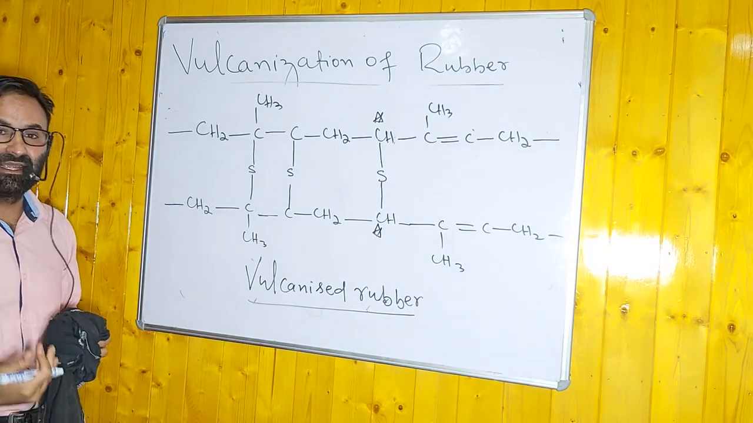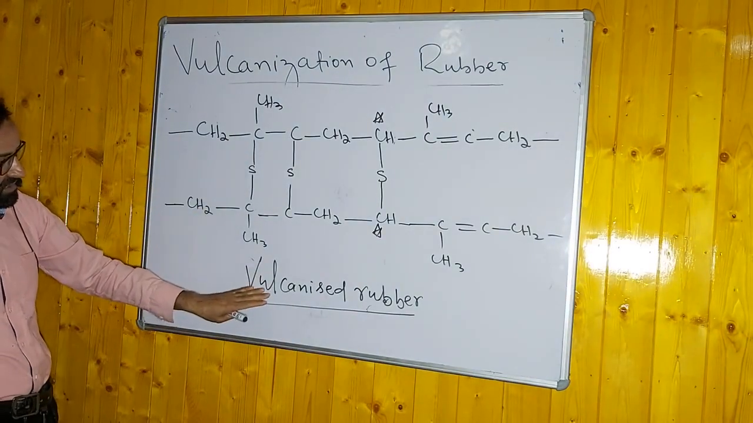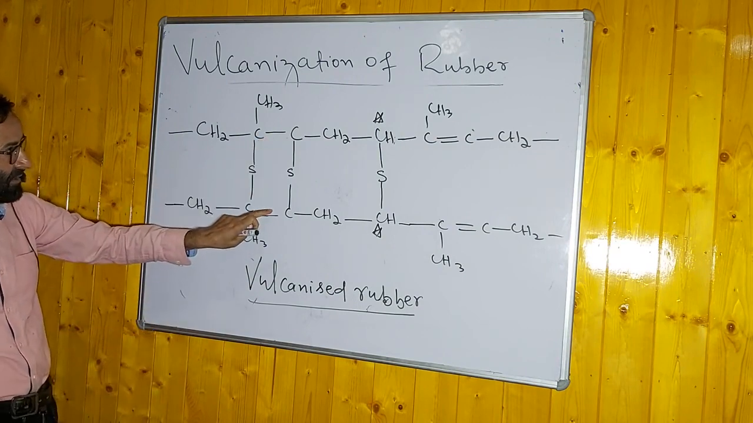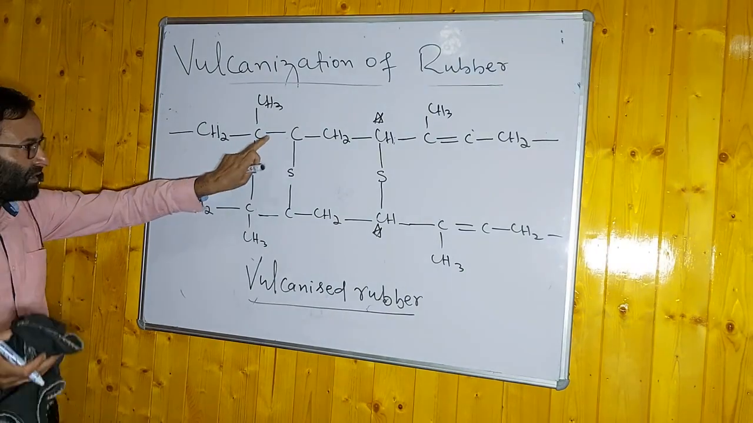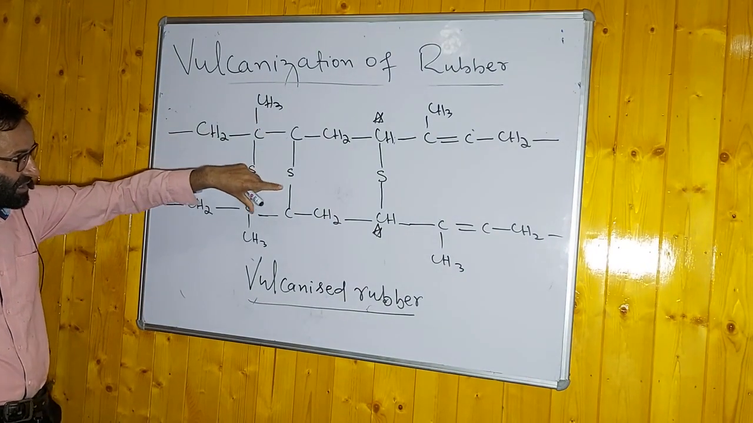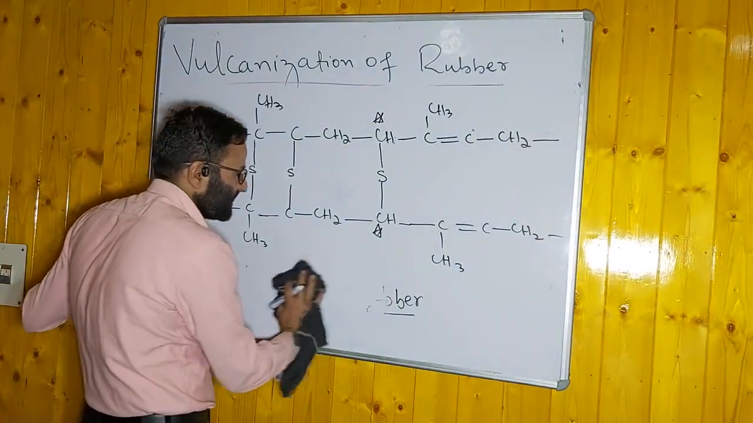Mechanical properties get improved. You have to draw this very structure. This is the structure of vulcanized rubber. Actually, here there was a double bond, and here there was a double bond. The double bonds have been removed and sulfur bridges are being formed at the double bond position and also at the allylic position. Remember this point. We will mention this point.